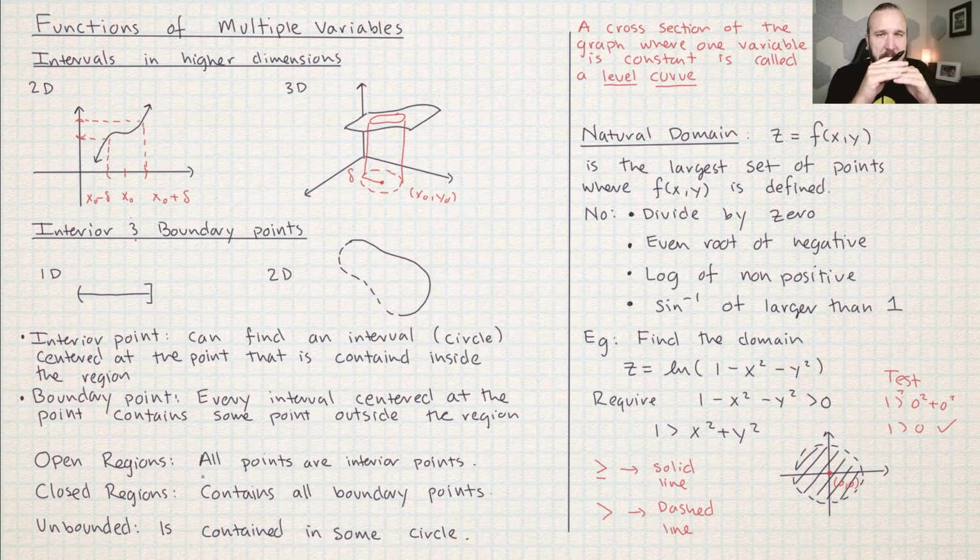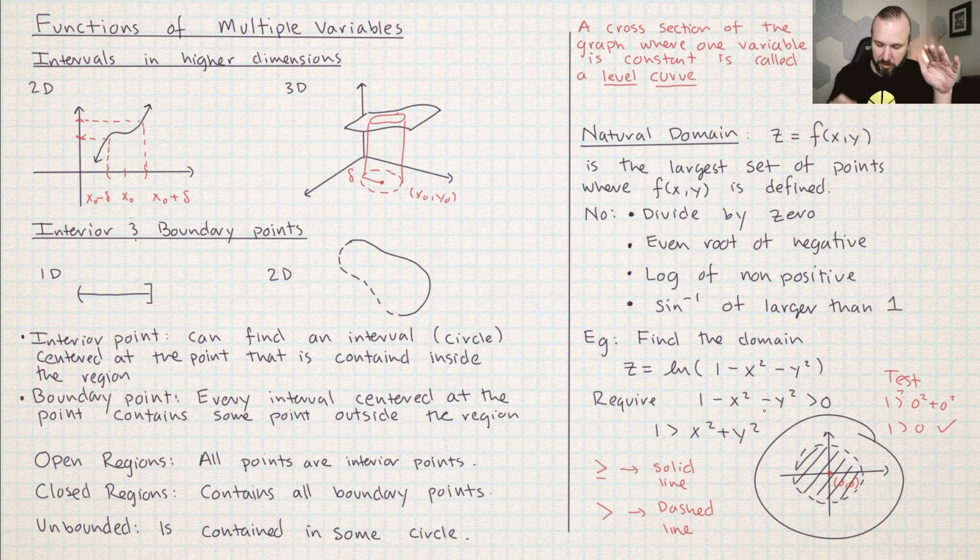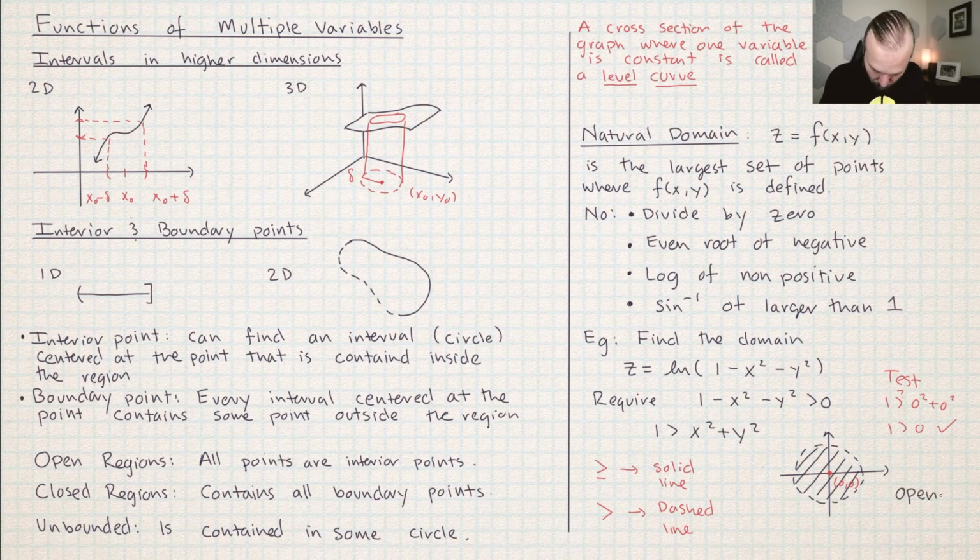So that means that it does not have any boundary points in it at all. This example of the domain of this natural logarithm function that we found over here, it doesn't contain its boundary, right? All of those boundary points are excluded. It only contains interior points. So this domain was open.